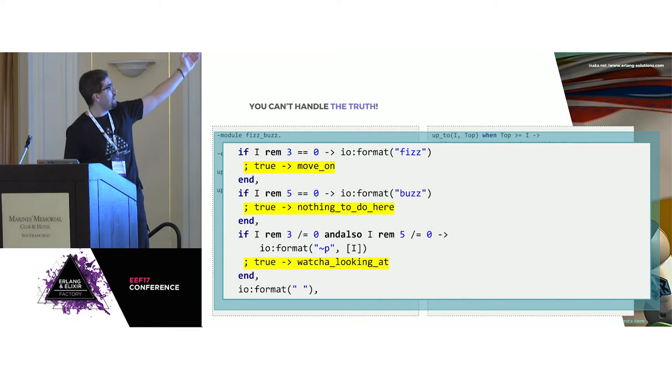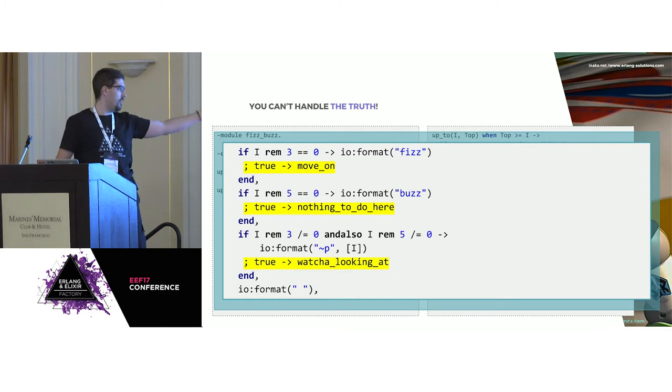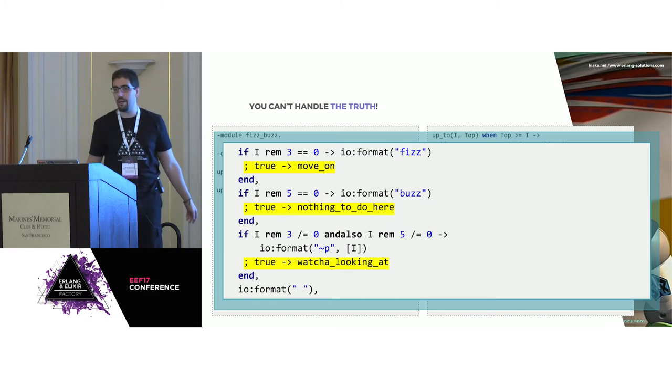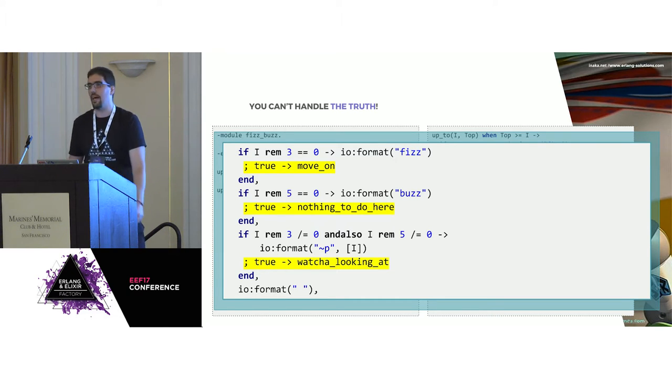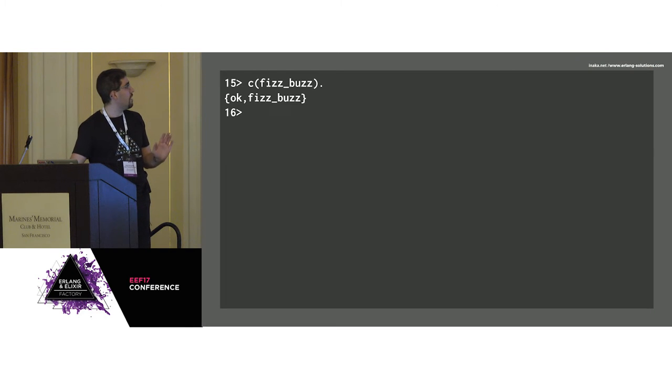Right? If it's divisible by 3, fizz. If not, I don't care. If it's divisible by 5, same thing. And the other one, same thing. And I'm super bored, and I have to use two columns in the slide. I really don't want that. But let's first check if it works.